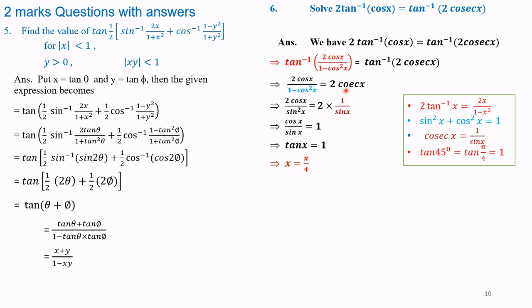Here, in this problem, we have used 4 different relations. These relations are 2 tan inverse x is equal to 2x by 1 minus x square, which we first used here. And the next is sin squared x plus cos squared x is equal to 1, which we used in the denominator, where we substituted 1 minus cos squared x as sin squared x. Then cosecant x, which we put as 1 by sin x. And then on the left side, after substituting tan x equal to 1, tan 45 is equal to tan pi by 4. Therefore, x is equal to pi by 4.